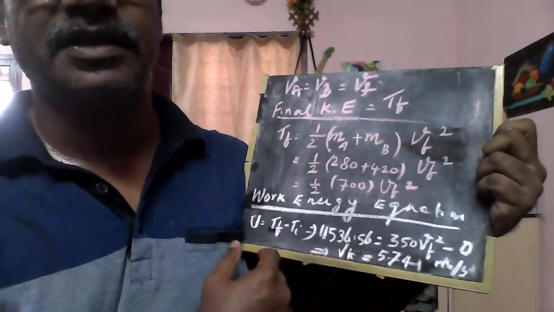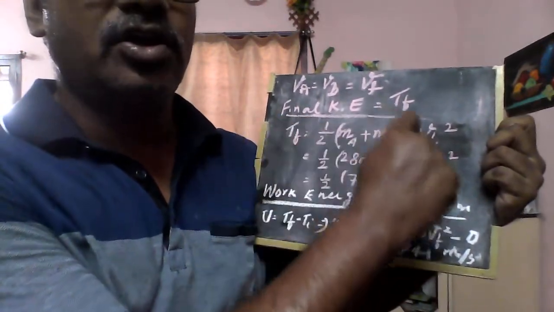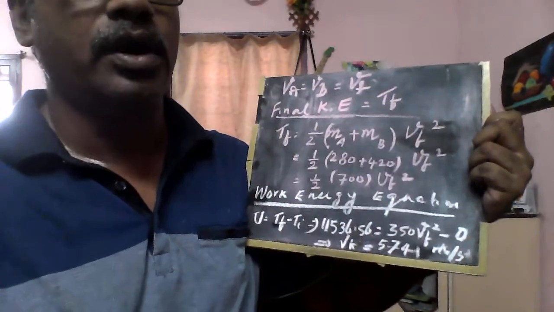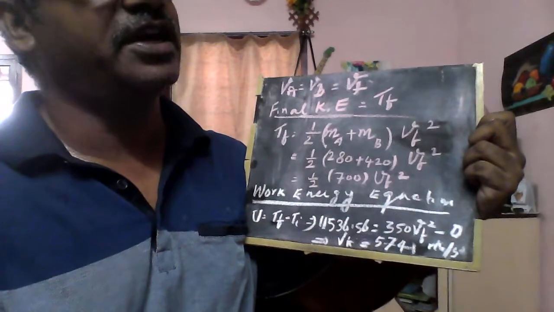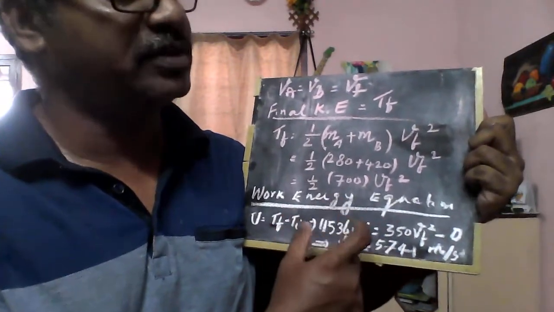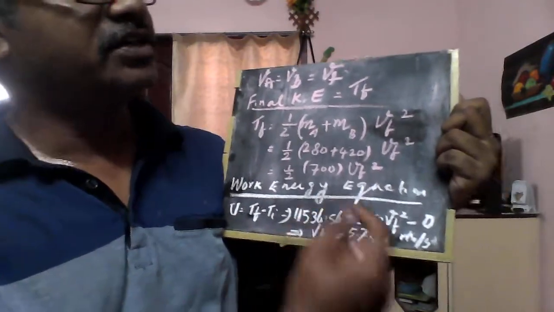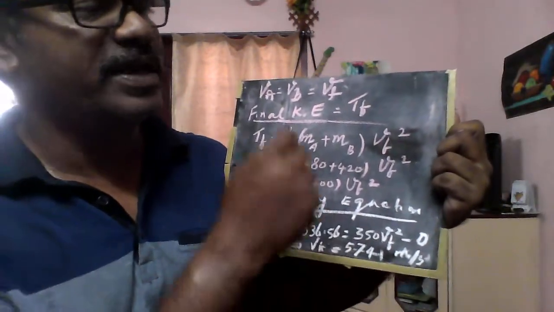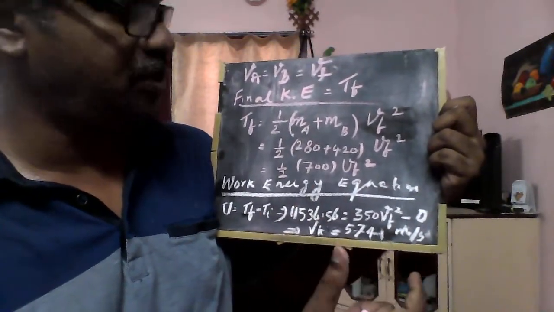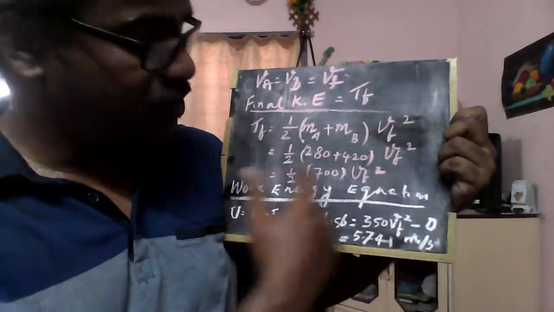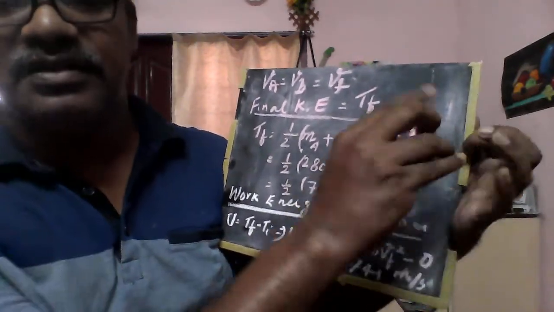Work done is nothing but force into distance. That force you have to consider acting along the movement direction alone. Force into distance is equal to final kinetic energy minus initial kinetic energy. The final kinetic energy will have some value, and you have to find out the final velocity from that. For the initial kinetic energy, mostly the bodies will be at rest, so the initial velocity will be zero, and so the initial kinetic energy will be zero. So I can find the final velocity using this work energy equation. Thank you.